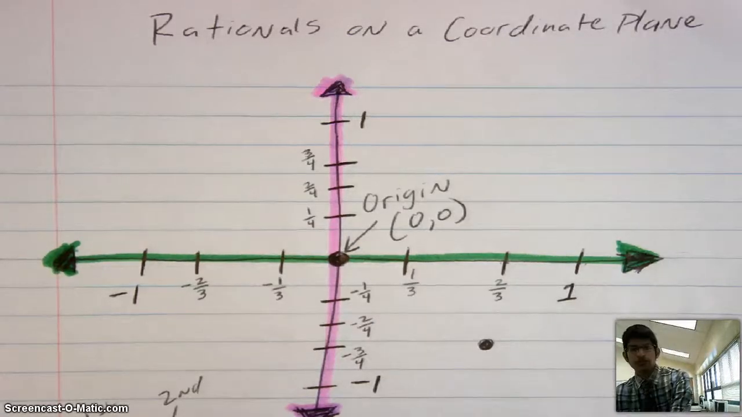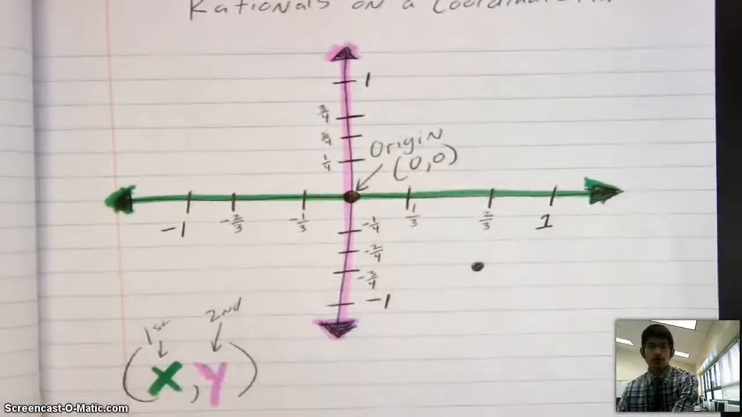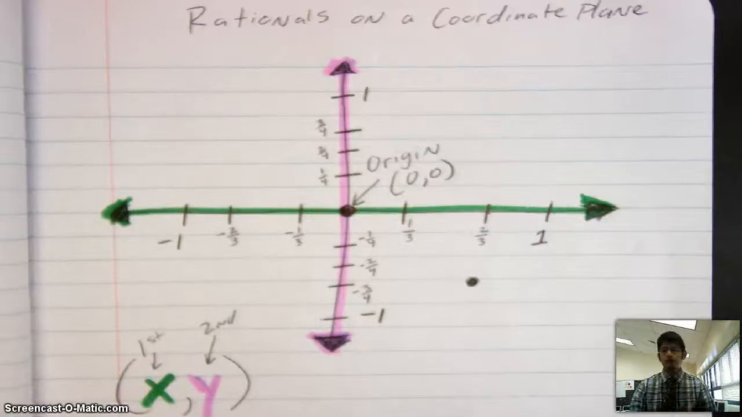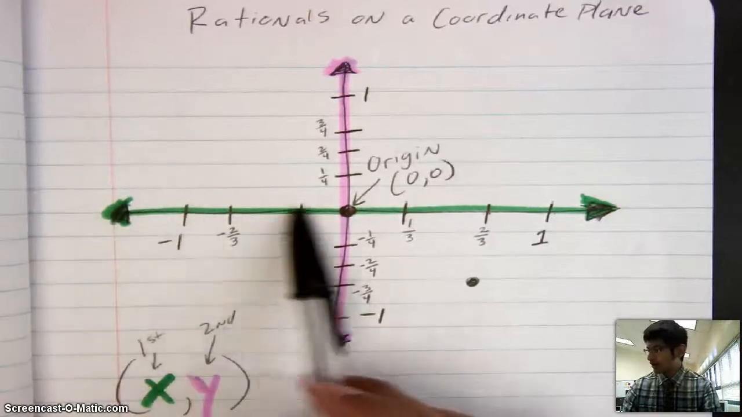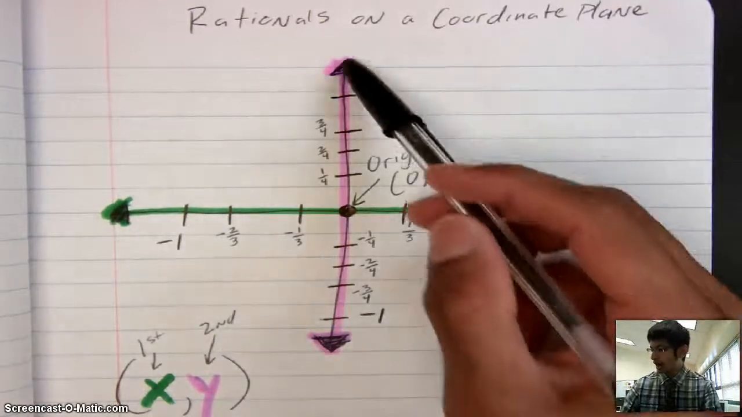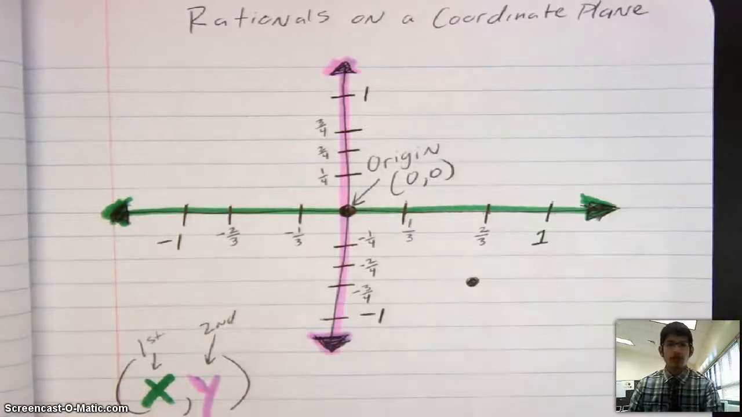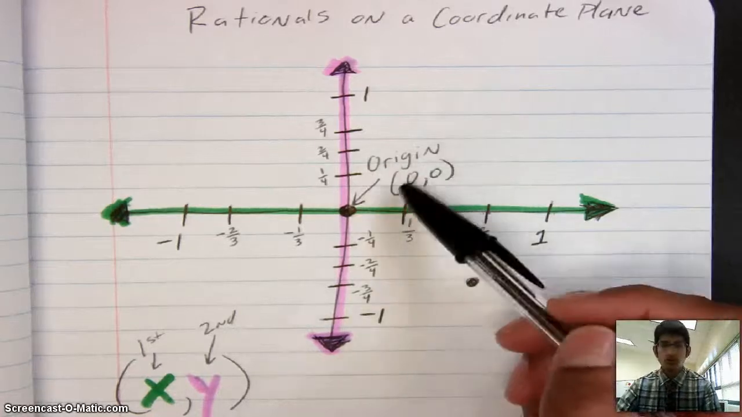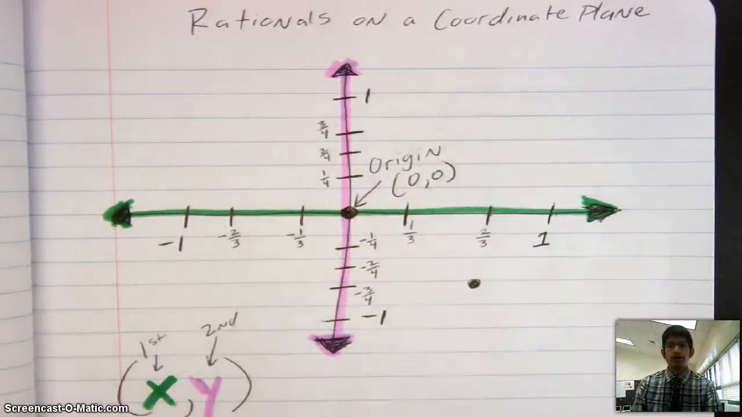To remind you, you can look back on the first page of your notes, but to put it all on one page, our green line here is our x-axis, and the y line here is our y-axis. As you label those, keep those in mind. I also wrote on here the origin is 0, 0. That's where you start. And we're going to put fractions on our coordinate plane.